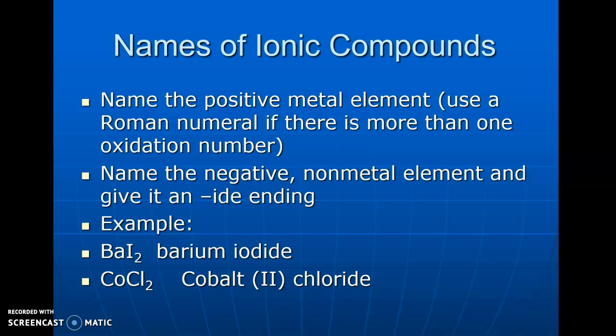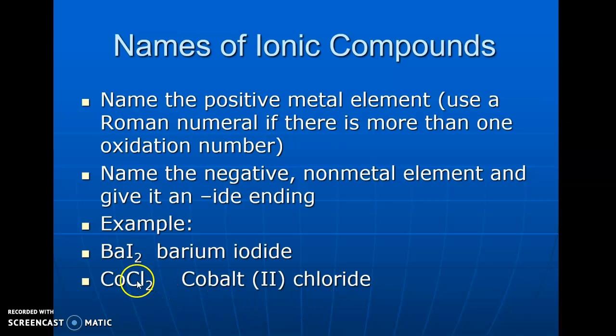Then we name the non-metal and change the ending to -ide, just like you did in naming covalent compounds. So BaI2 is named barium iodide. Cobalt is one of the transition metals that has multiple oxidation numbers. If you look at cobalt, it has the charge of +2 or +3 on the table, which means that it can do either. So we would have to figure out what charge we're talking about here. Cobalt would need a Roman numeral.